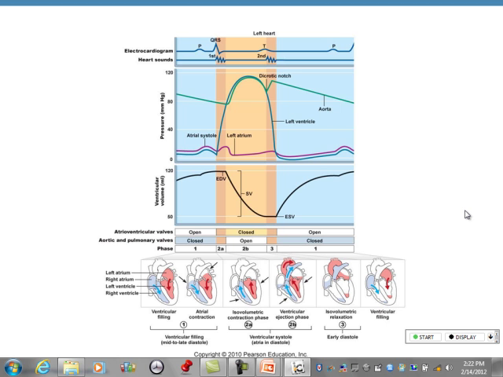What happens when the pressure starts to go down and the semilunar valve slams shut? Second heart sound, yes? QRS happens in here. What else happens when the ventricles contract? You can't see it in QRS, but the atria are repolarizing. And what's T? Keep going. Of the ventricles. Yes?